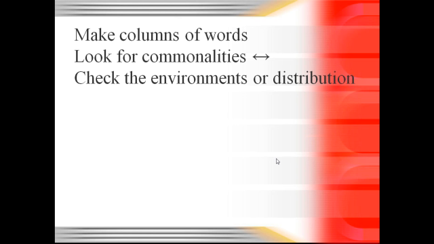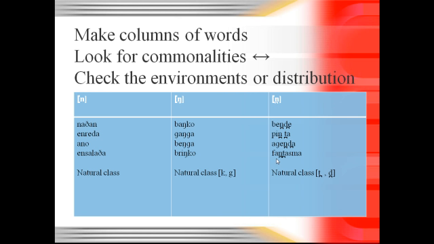Then we have to come back to the concept that I just taught you: complementary distribution, same environment, minimal pair. And then we find things like this. So for instance, all the words with N: nadan, enreda, ano, ensalada.